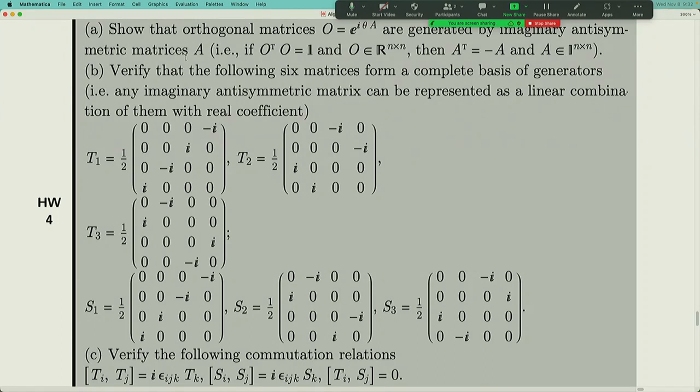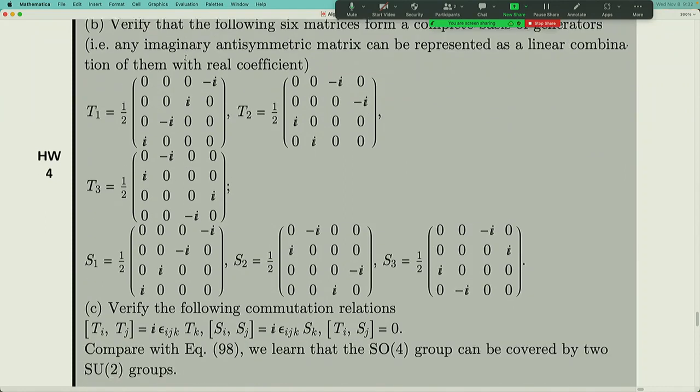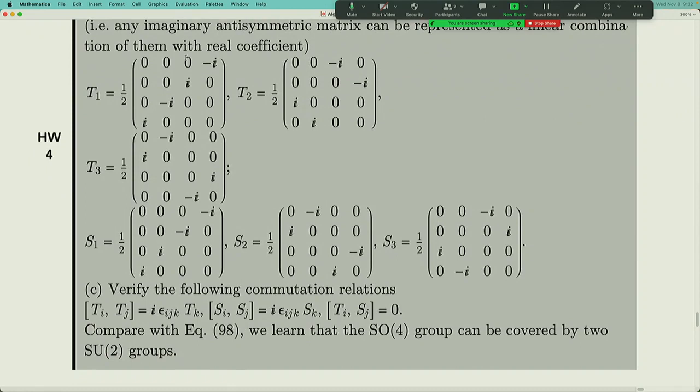If you want to prove it, this second problem is trying to verify that. If you combine these 6 matrices with real coefficients, of course, it is a matrix that satisfies this condition. But the difficult thing is to prove that any matrix that satisfies this condition can be written as a linear combination of these matrices. You can think about how to do it. And then finally, with these expressions, we know that any 4 by 4 orthogonal transformation will be generated by the linear combination of these generators. So these will be the fundamental generators.